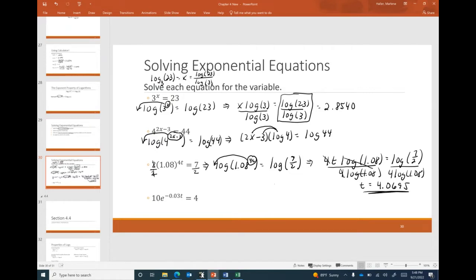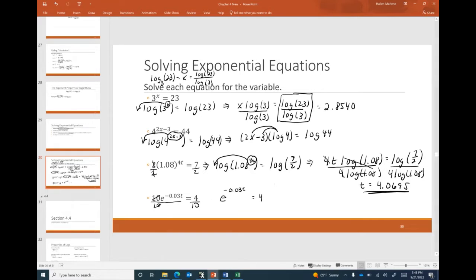Okay, let's do one more. This one has a base of e. It has this coefficient in front, right? There's something being multiplied by that exponential expression. So let's isolate the exponential expression. Let's divide both sides by 10. Then I just have e to the negative 0.03t is equal to 4.